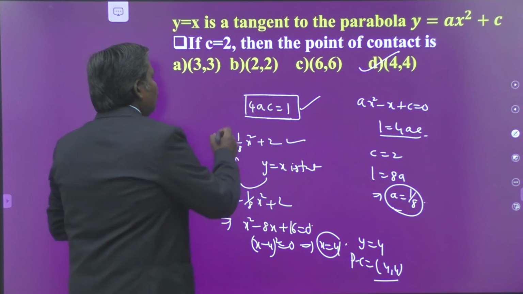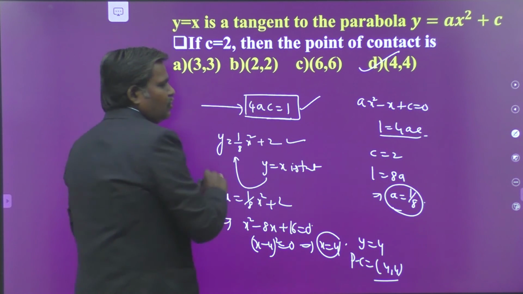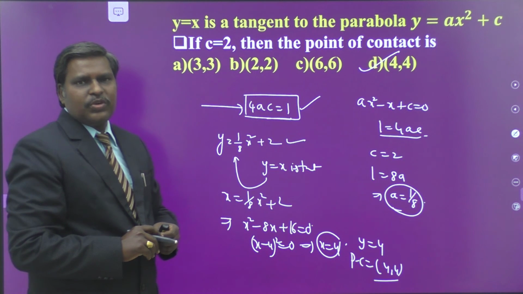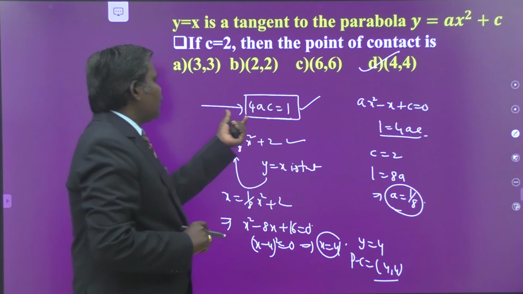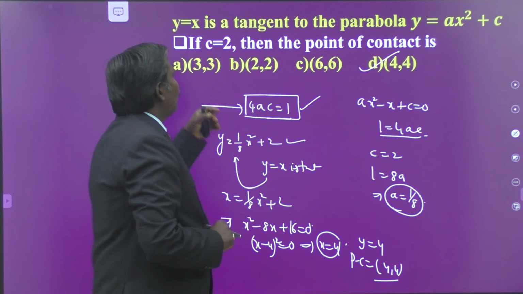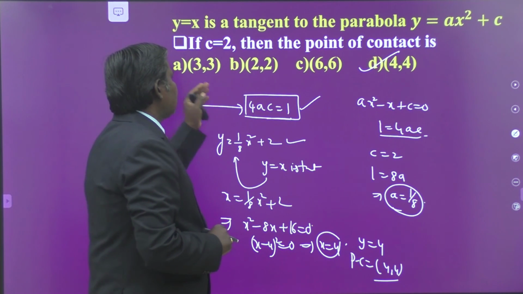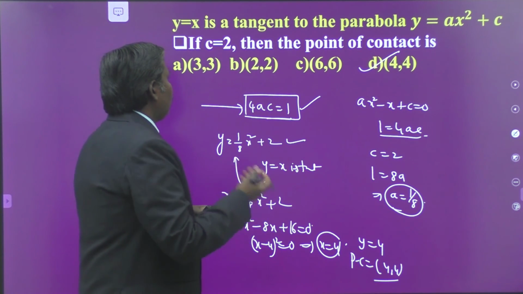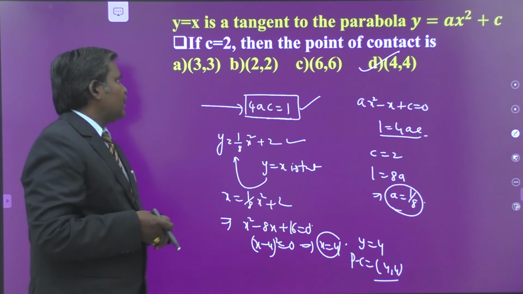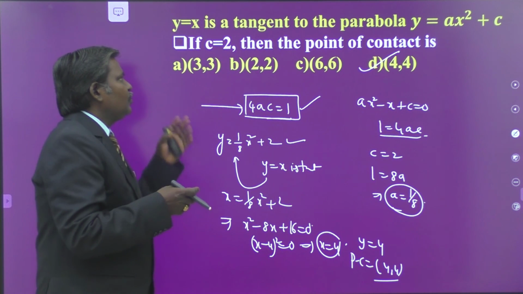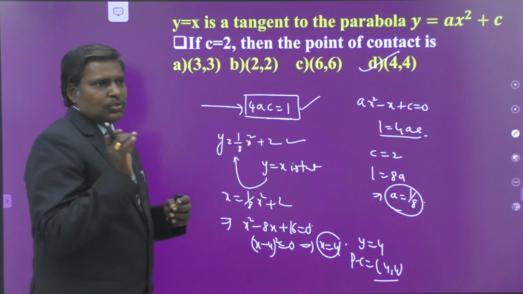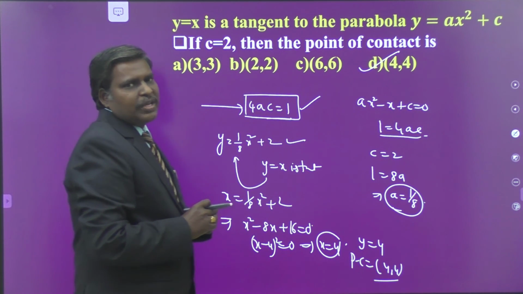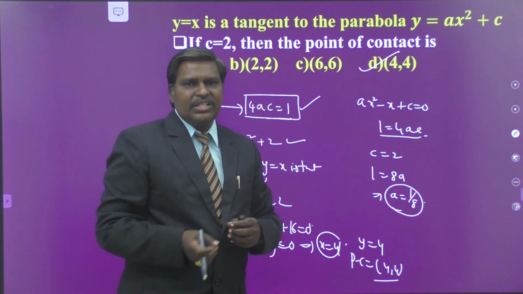So what is the key role in this paragraph? 4ac equal to 1 is the simple technique. Just by equating b square minus 4ac to 0, immediately we obtain the relation between a and c. One of the values is given to you, either a or c. From that you can find the other unknown value, and then find the point of contact or the a or c value. So the one and only thing is substituting the line in the curve and making b square minus 4ac to 0 because the line is tangent to the curve.